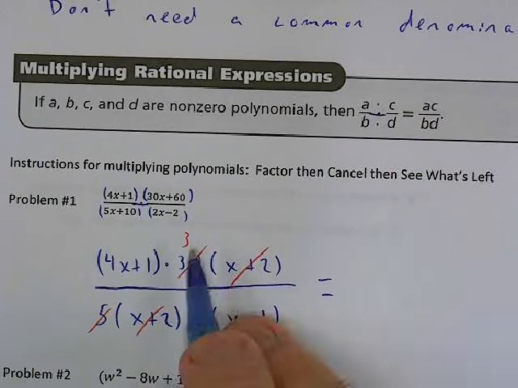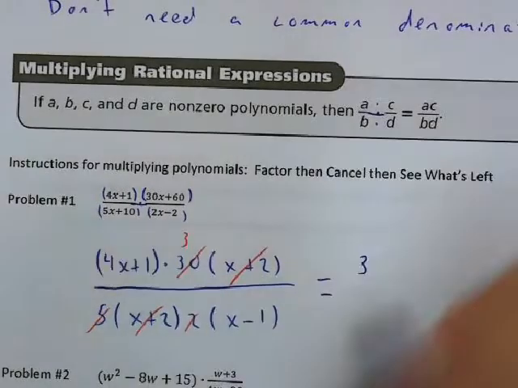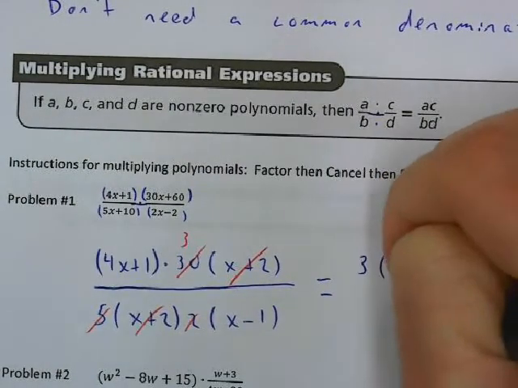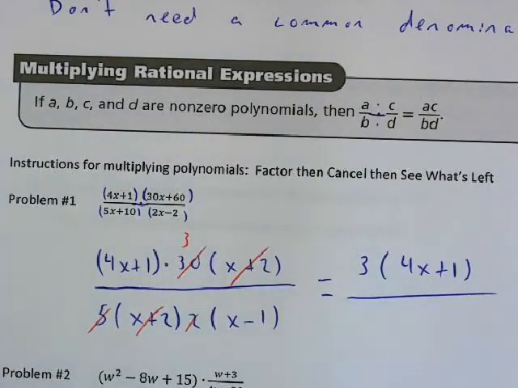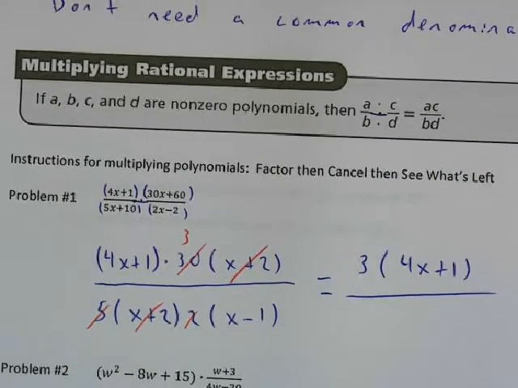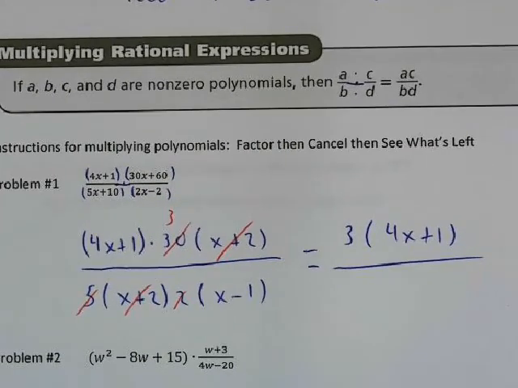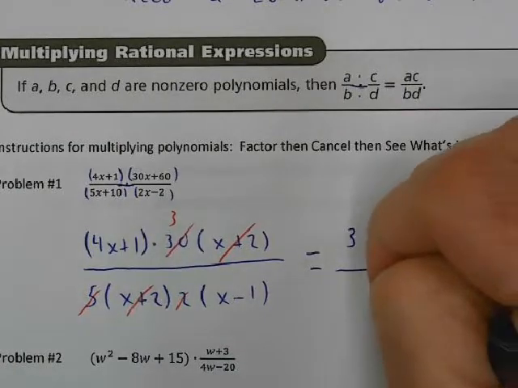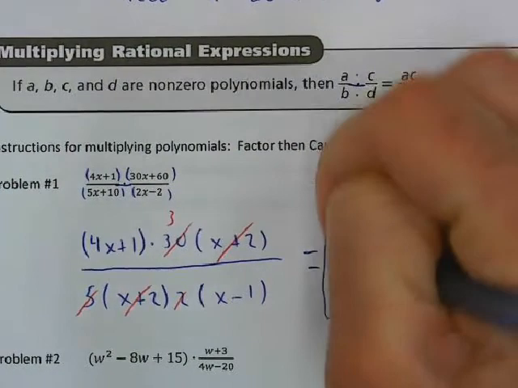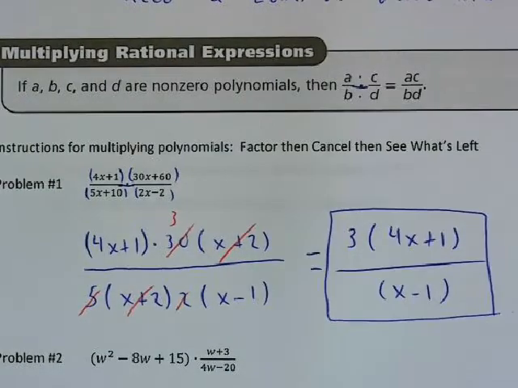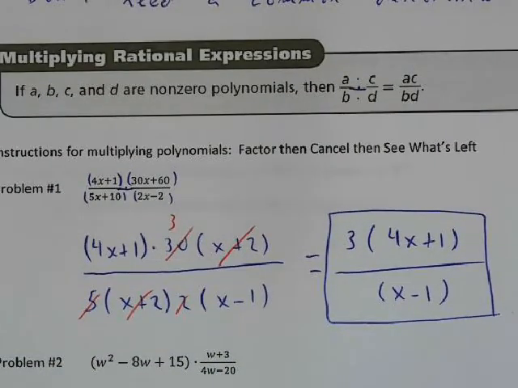And then what are we left with? Well, on top we've got a 3 and a 4x plus 1. And on the bottom we're left with just the x minus 1. Everything else that reduced became 1s, we just didn't bother writing the 1s. So on the bottom we just have x minus 1, and this is our answer. So again, it's just a bunch of factoring and reducing, and whatever's left is our answer. So a lot like Objective 1, there's just more pieces involved.